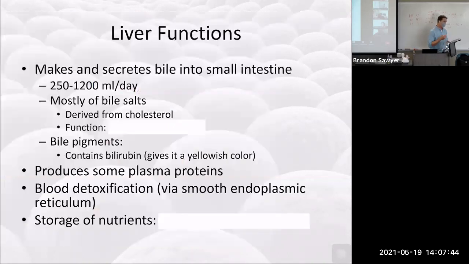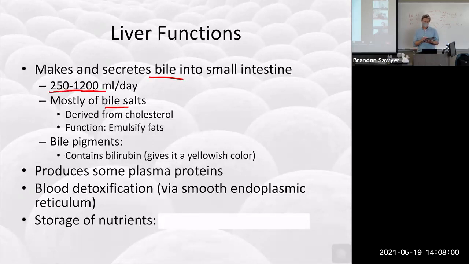Okay, so liver has a lot of functions for us as far as digestion goes. It makes and secretes bile into the small intestines, somewhere around 250 to 1,200 mils of bile per day. Okay. It's mostly made up of what's called bile salts, which are made of mostly cholesterol. And the function of this is to help us emulsify fats. And what I mean by emulsify is that it takes like clumps of fat, picture like when you put oil in with water, the oil kind of all clumps together, right? Emulsifying means kind of getting in between that and breaking up those larger clumps of fat.